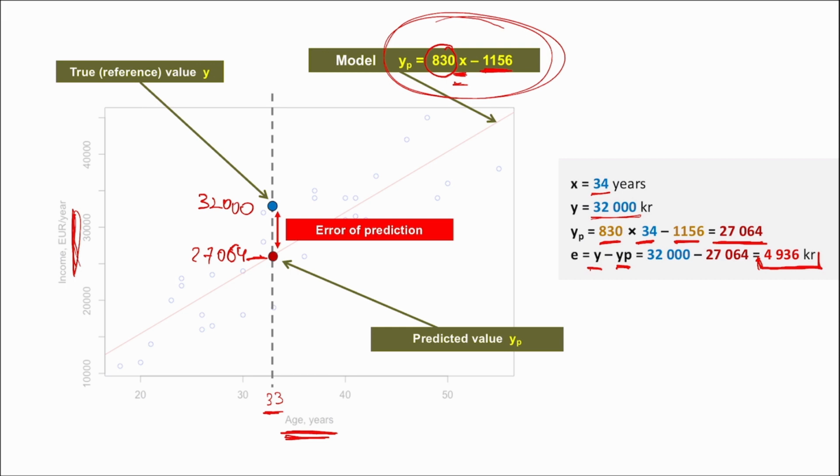And this error of prediction is the most important parameter that we also need to use in order to find the best position of this model, right? So the best orientation of this line. And that's actually what we are going to talk about in the next video: how to find this line. How to find the line that fits your points best.